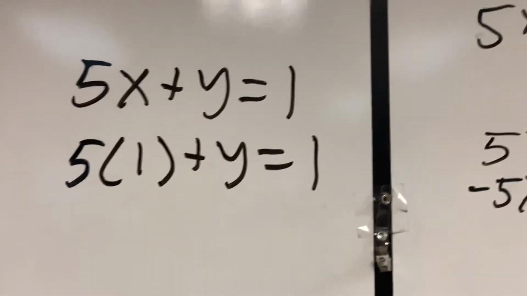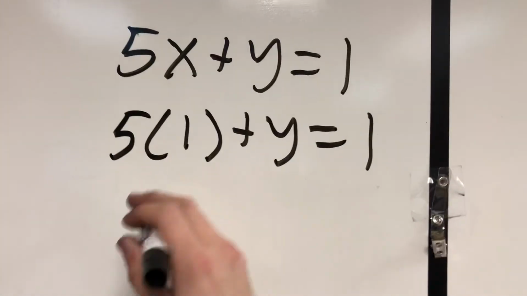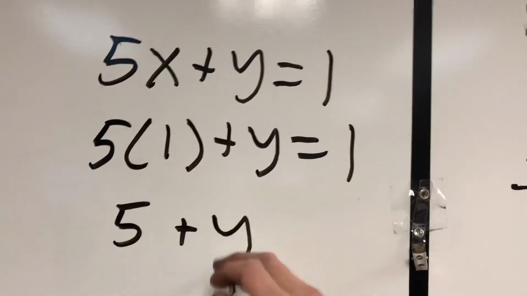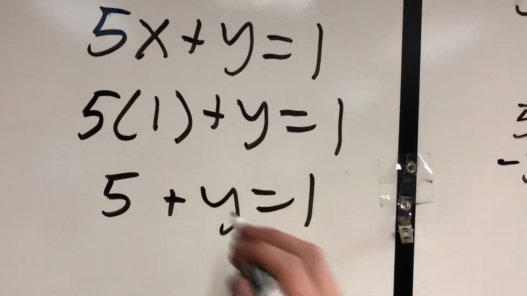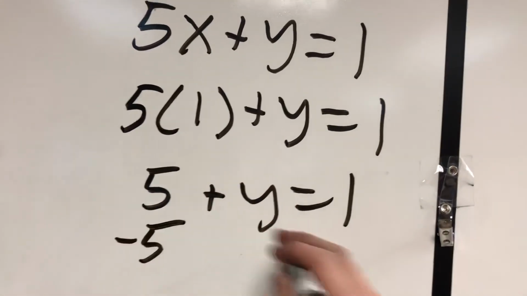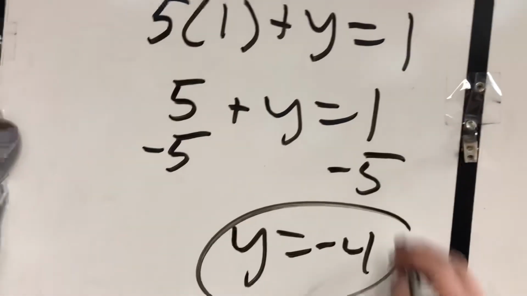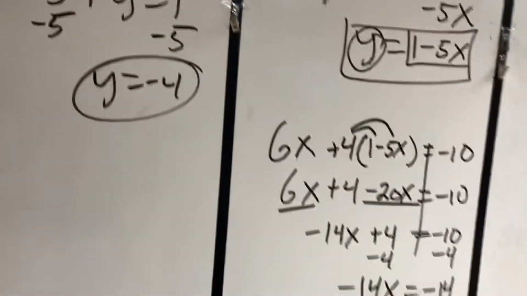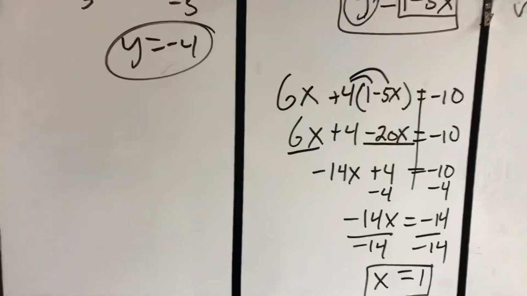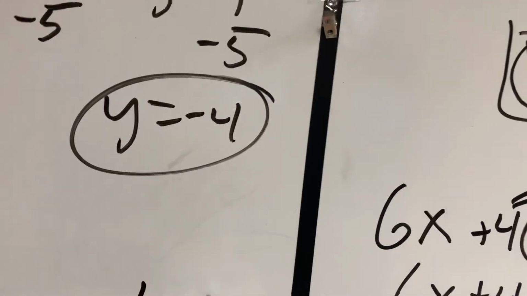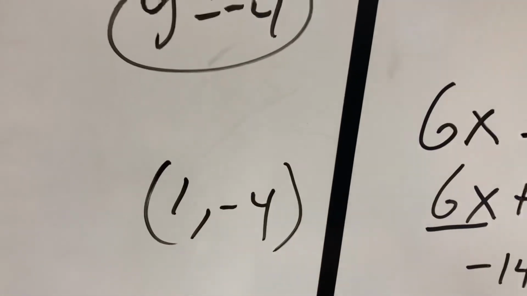And now we have a little equation. 5 times 1 is 5. The only thing I need to do is get rid of that 5, so I'll subtract it. And y will equal negative 4. Now your final answer should be x comma y. So I'm gonna put 1 comma negative 4 for my final answer.